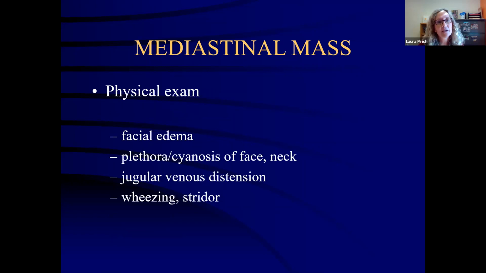On physical exam, you can have facial edema, and it's usually bilateral edema, plethora, cyanosis of the face and neck, jugular venous distension. In kids, we don't see as much JVD as they see in adults, so be aware to look for it, and then wheezing and stridor. But kids can look great until they're not. Sometimes they can go along just fine and then they tip over the edge. So just be aware of the possibility of someone having a mediastinal mass that could be causing some compression, and the patient might not have a lot of symptoms.